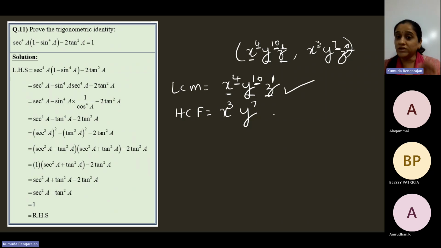For HCF, you should write only the common factors with the least power. If you say put Z now because it's common, you can write Z, but with the least power. So least power 4 and 3, 3; 10 and 7, 7; 1 and 0, it will be Z to the power 0, which is 1. So it's this one.